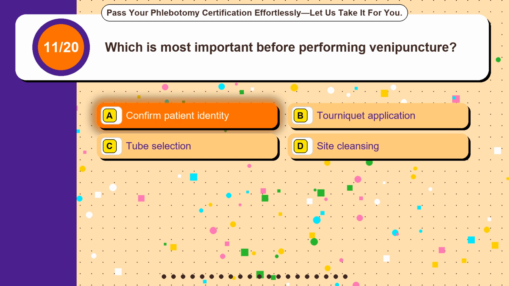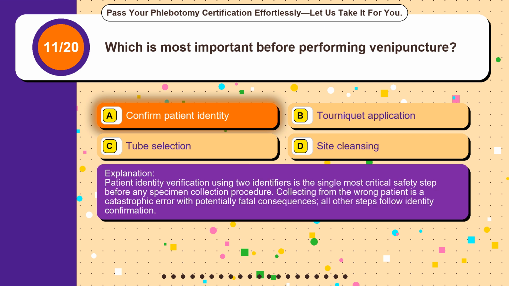The correct answer is option A, confirm patient identity. Patient identity verification using two identifiers is the single most critical safety step before any specimen collection procedure. Collecting from the wrong patient is a catastrophic error with potentially fatal consequences. All other steps follow identity confirmation.